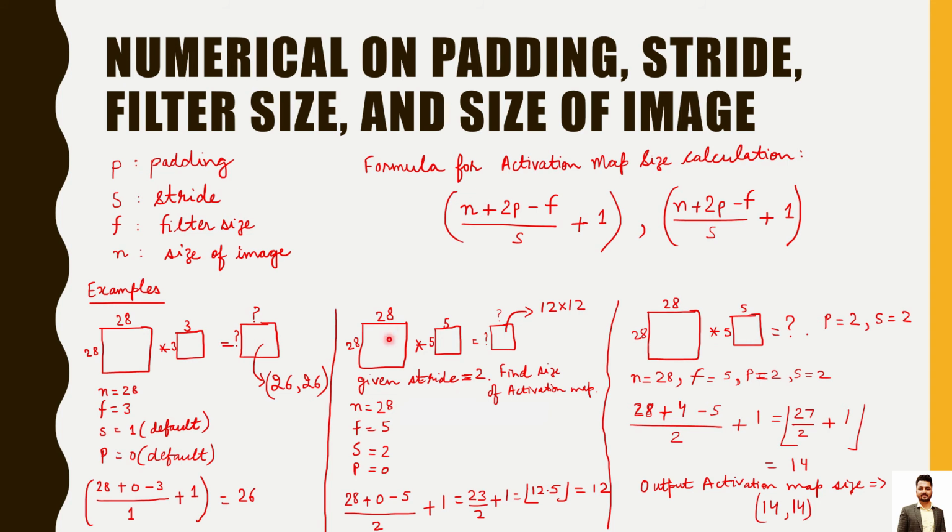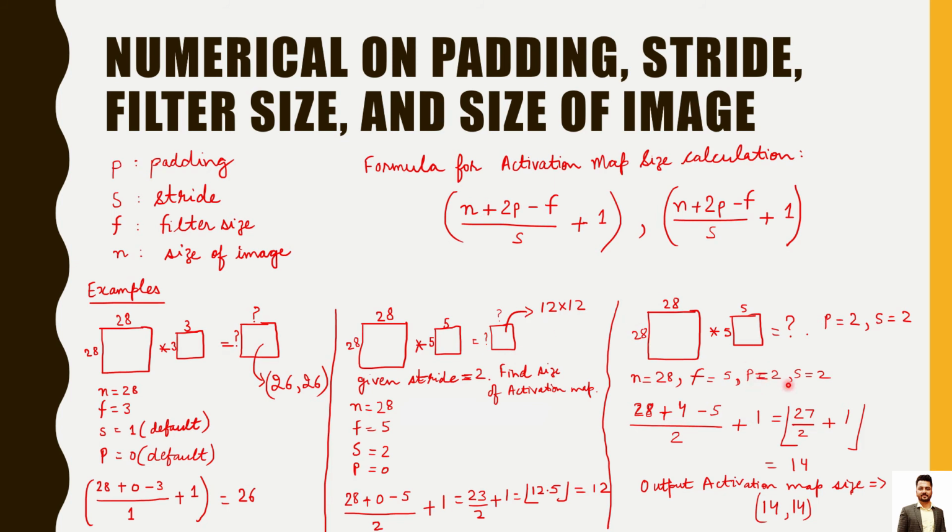Similarly, if you have this filter of 5 cross 5, the stride is 2. Padding is still not given, so padding will be 0. So with these 4 values you can solve. Now when you solve this, you will get an answer of 12.5. You have to apply the floor function. After applying the floor function, you will see that the answer is 12. So the final answer will be 12 cross 12.